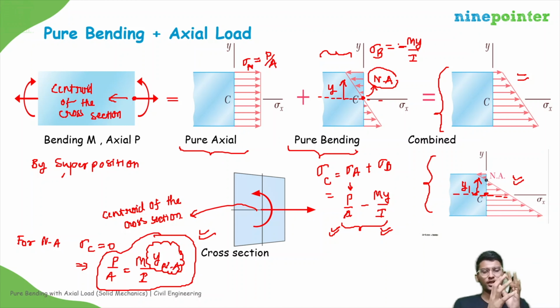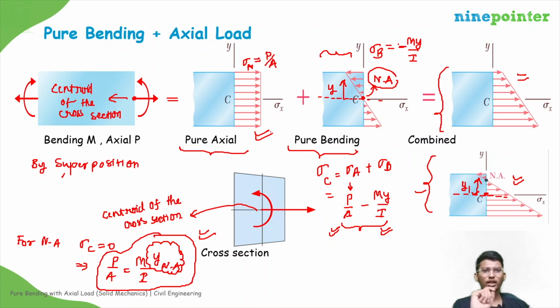I hope you understood the combined effect of pure bending plus axial load that can be solved using superposition. So, don't worry about the sign conventions here also. First calculate the pure axial stresses, that is P by A, from the intuition. If the load is away from the cross section, we can say that that is tensile.